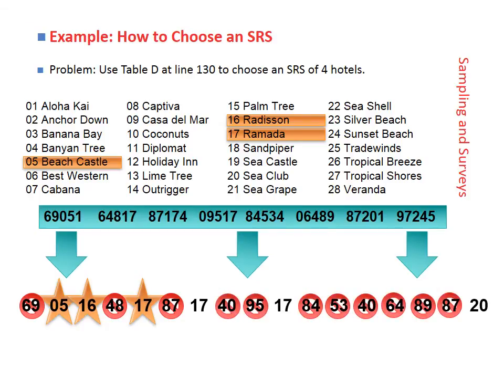Then you'll notice that we have label 40, which doesn't exist. 95 does not exist. 17 has already been chosen. 84 does not exist. 53, 40, 64, 89, and 87 again do not exist in our labels. The last one we get to is label 20, which corresponds to the Sea Club Hotel.